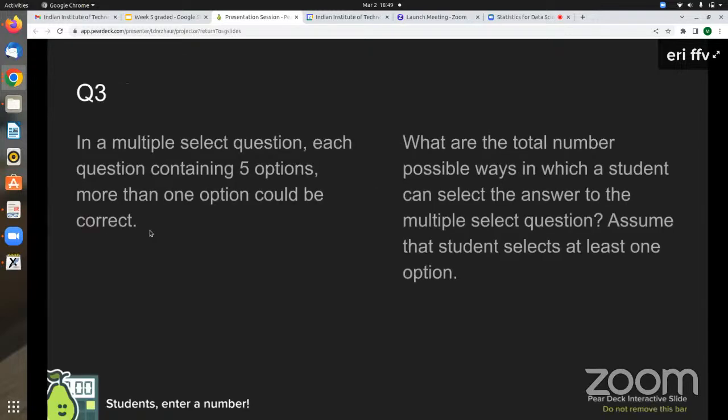Okay, so the third question is a multiple select question, each containing 5 options. You know, in multiple select questions, more than one option can be correct. So the question is: what is the total number of possible ways in which a student can select the answer to a multiple select question? For one such question, how many possible ways are there? You have to find that.